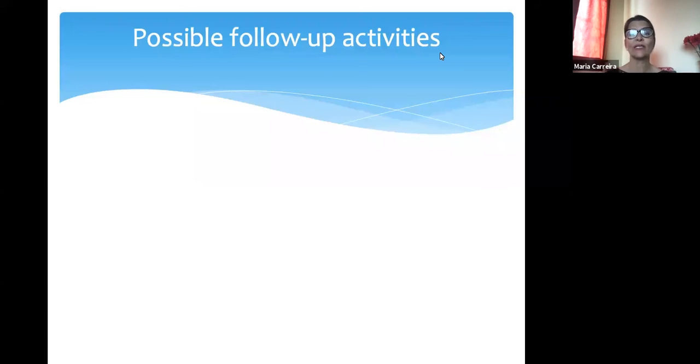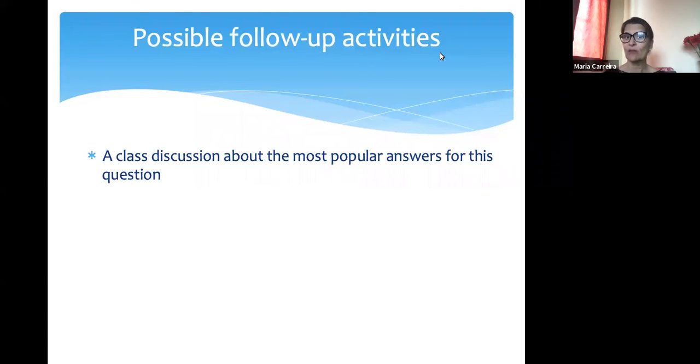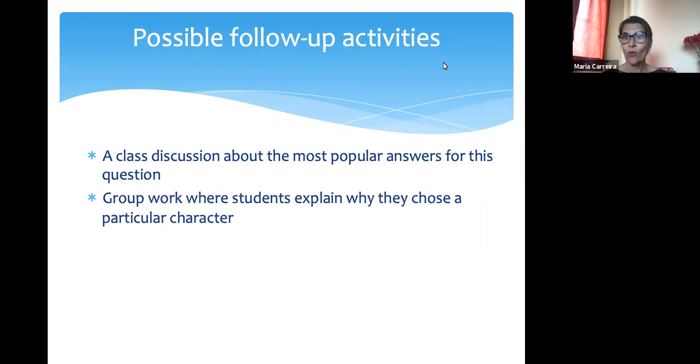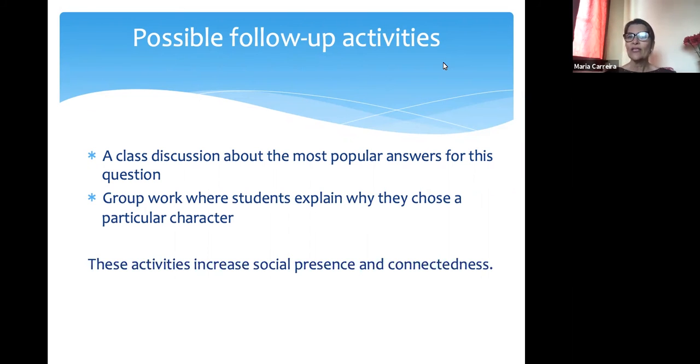What are some possible activities? Well, a class discussion about the most popular answers for this question. So I could share the results of the poll, and then I could engage students in talking about why some characters were so popular. I could also have group work where students explain why they chose a particular character. Notice that both of these activities increase social presence and connectedness. Students express themselves. We get to know them as individuals. And they can also be used to level up language.